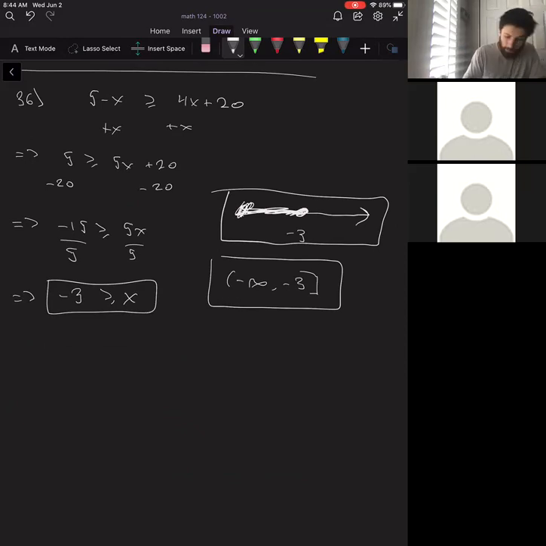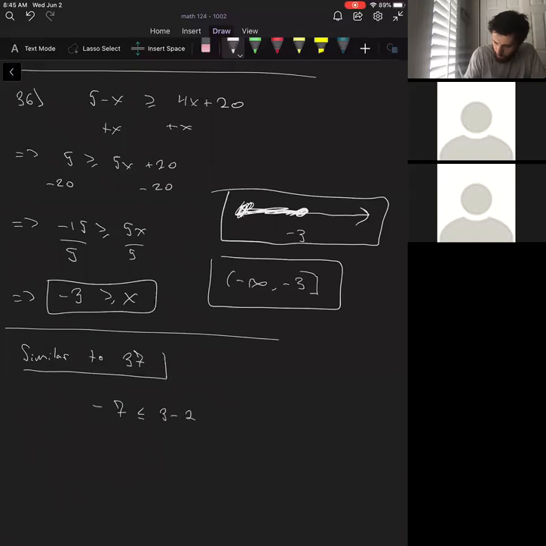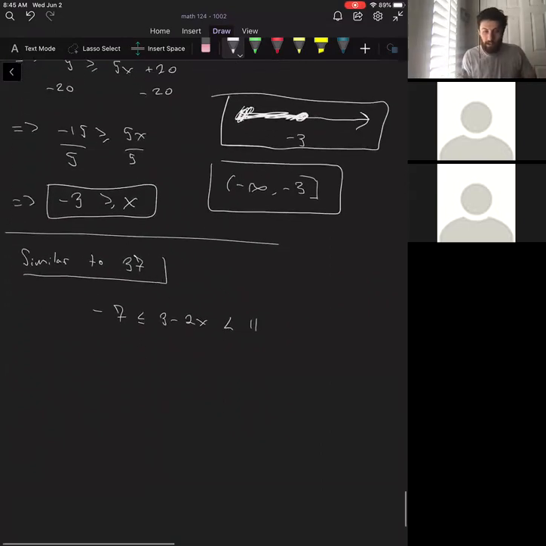Let's do one similar to 37. So similar to 37, let's do this one. Let's do minus 7 less than or equal to 3 minus 2x, which is less than 11. So in this one, we've got to get x alone in the middle.